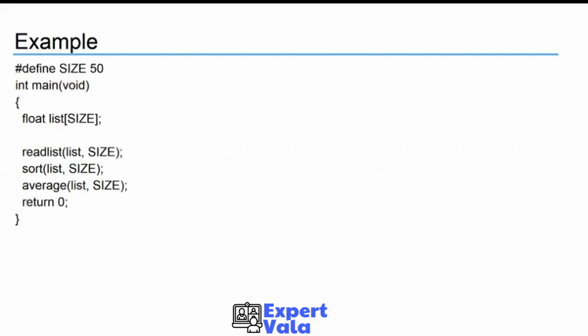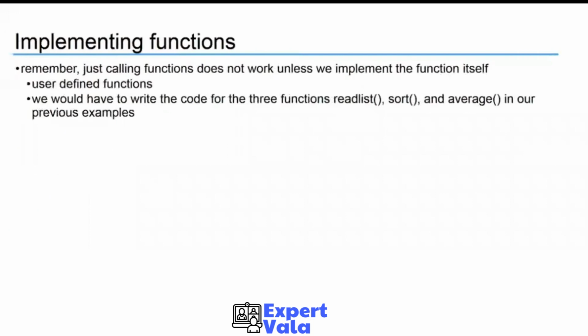So in the previous slide, we were just calling those functions. To actually implement a function, you have to write the code. Inside the body of the function, you can either utilize functions that are implemented by the C language, like printf, or you can create your own user-defined function. You do not have to implement the printf function or any of the functions in the library. You only implement your own functions. So in this previous example with read, list, sort, and average, we would have to go and implement those functions.